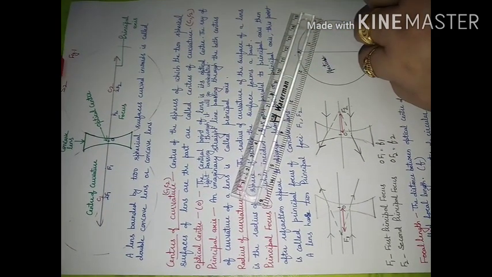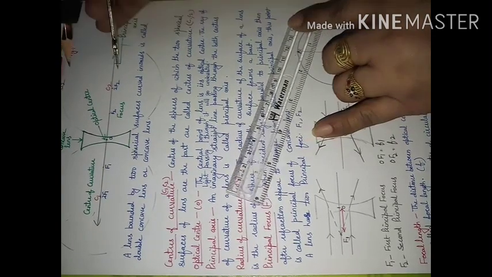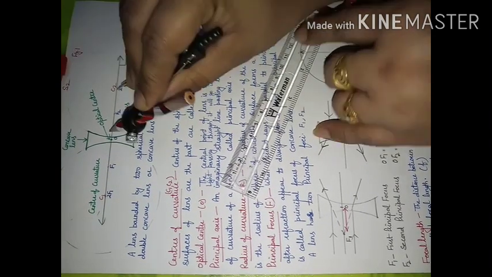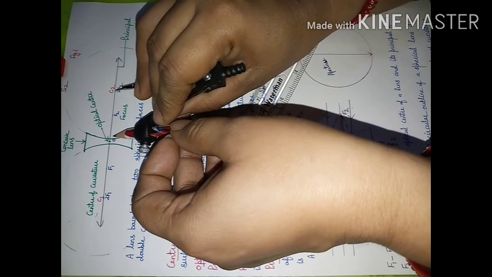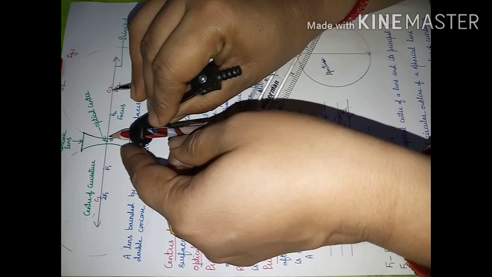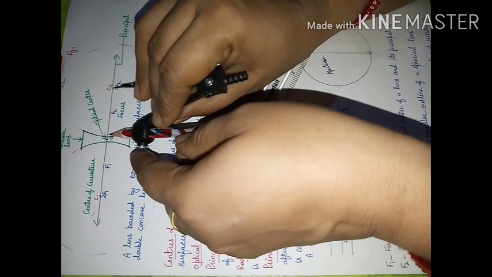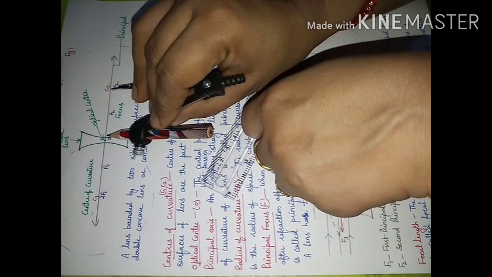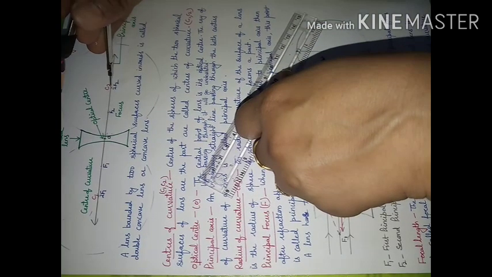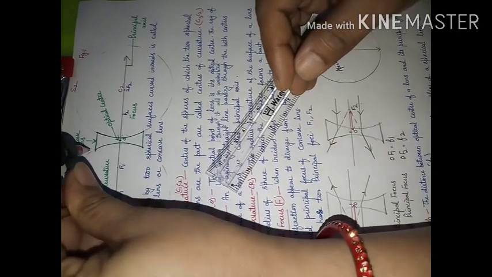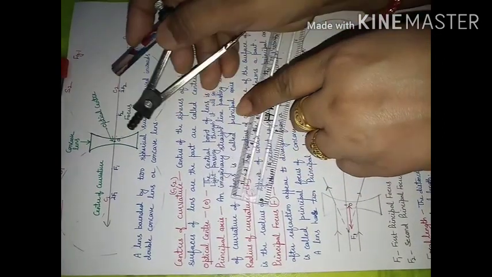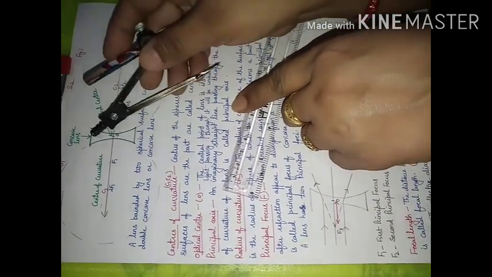To draw a concave lens, you will consider this point C2 to be the center and open the compass, and you will draw an arc which is slightly less than the gap between O and C2. So you will consider this to be the center and draw an arc like this. Similarly, you will consider this to be the center and draw an arc like this. So this part that you will get will be known as a concave lens.